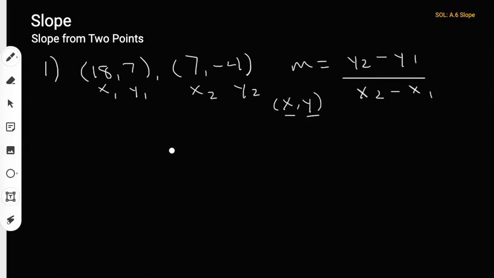So now we know what our numbers are, and we can use these and plug them into this formula. So we get m is equal to y2, which is going to be -4 right here, -4, minus y1, which is 7.